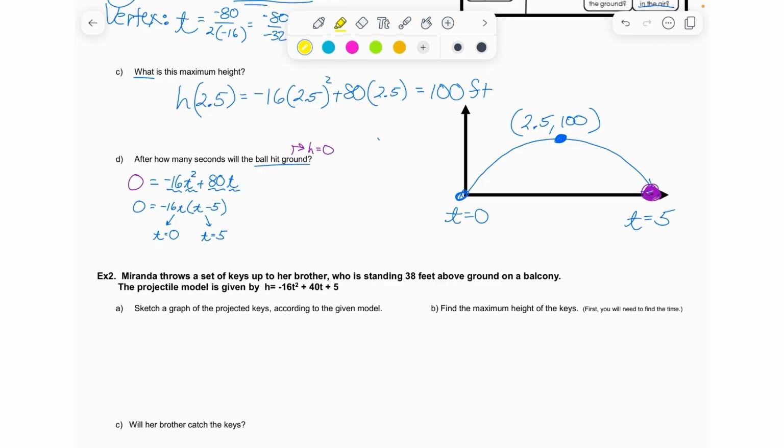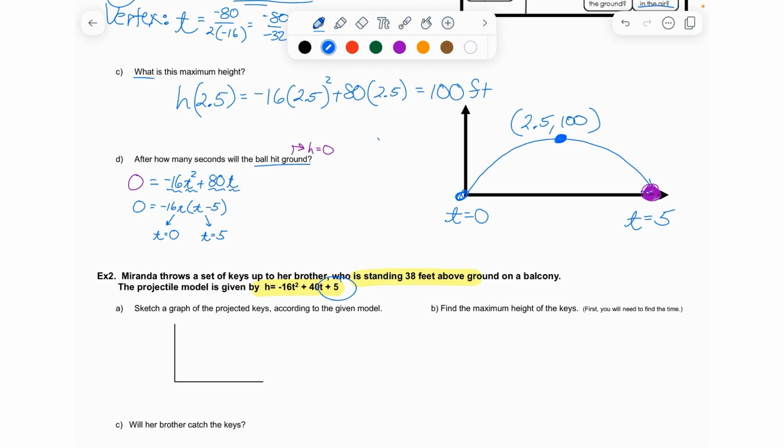So what do we got here? We've got somebody trying to throw a set of keys up to their brother, standing 38 feet up on a balcony. Just a little side note, I would not suggest throwing your keys 3 or 4 stories up in the air, but it is a good projectile motion problem. And we can see the projectile motion formula, and what that means is that if we're going to try to draw a sketch, that we're going to have some type of parabola. So yeah, you don't need to go research too far. You should be able to draw a parabola.